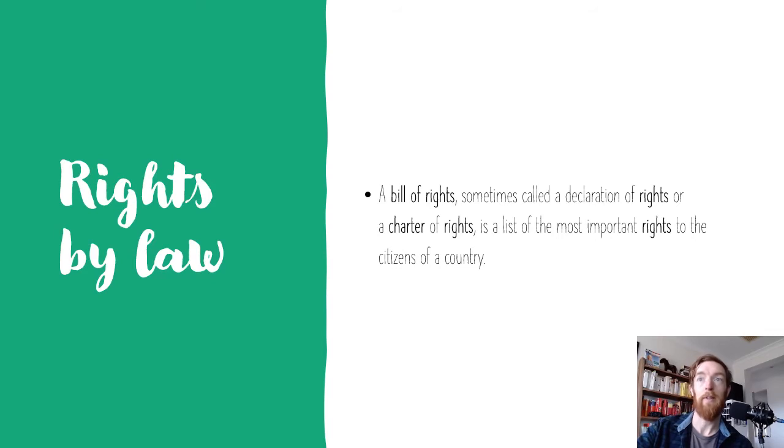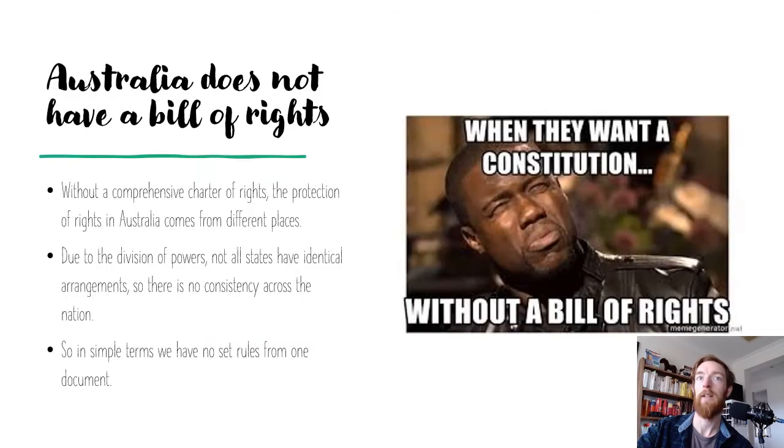So, some rights by the law. A Bill of Rights is sometimes called a Declaration of Rights or a Charter of Rights, and it's a list of the most important rights to the citizens of a country. Australia doesn't have a Bill of Rights. You hear about it from America all the time. They talk about their Bill of Rights, their amendment rights, etc.